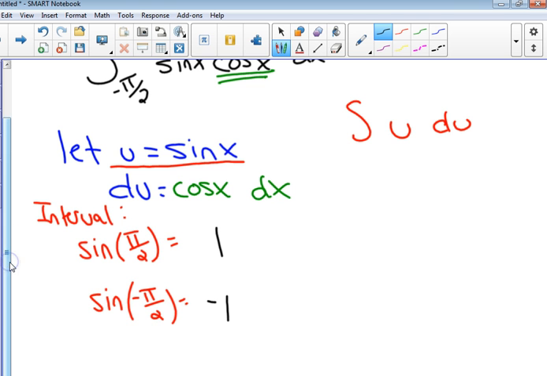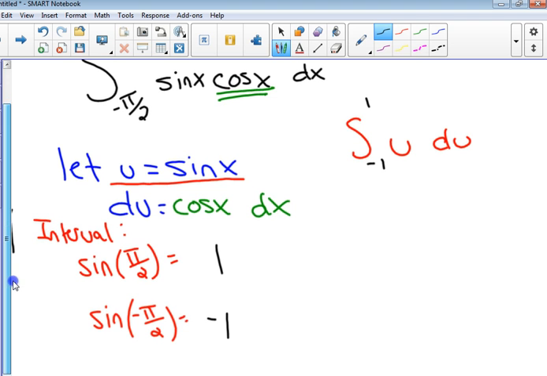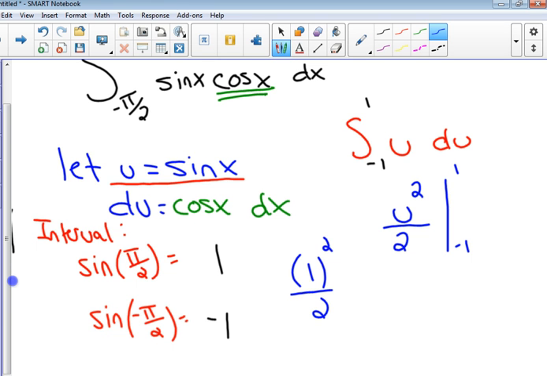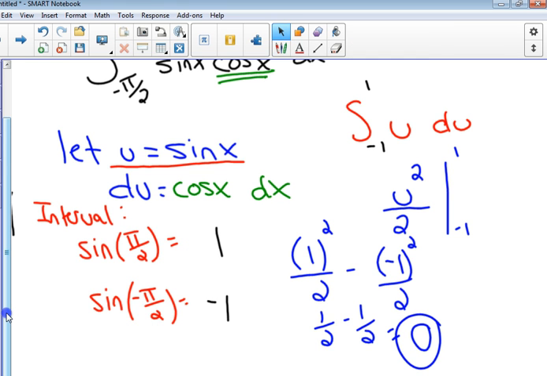Okay, so make sure you take your interval in the same order. So 1, negative 1. Don't forget to integrate. So now make sure you're adding 1 to the exponent, so u squared over 2, and we're going to integrate from 1 to negative 1. When you plug this in, 1 squared over 2 minus negative 1 squared over 2. This should give you 1/2 minus 1/2, which is 0. And if you check it on your calculator, it really is 0.